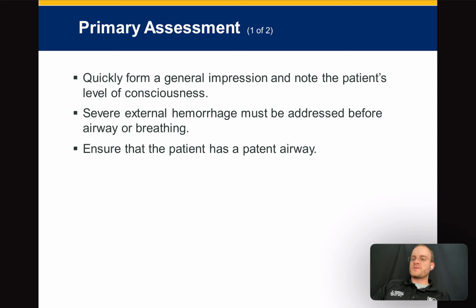Severe external hemorrhage must be addressed before airway or breathing. Remember, that's why it's X, A, B, C, D, E, right? So if someone's shooting blood, we need to address that. Now, while we're talking about blood, can we fix abdominal bleeding outside of the hospital?